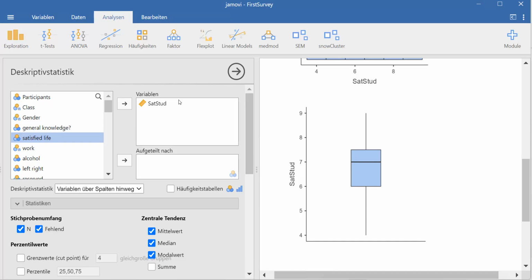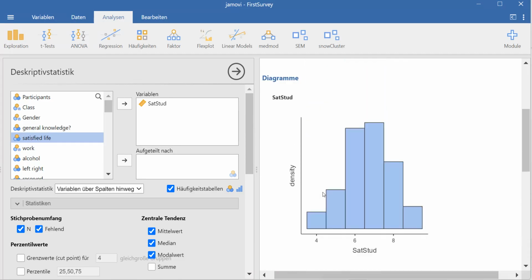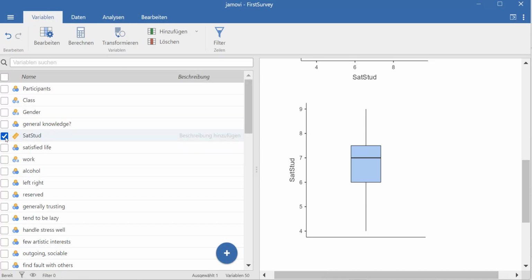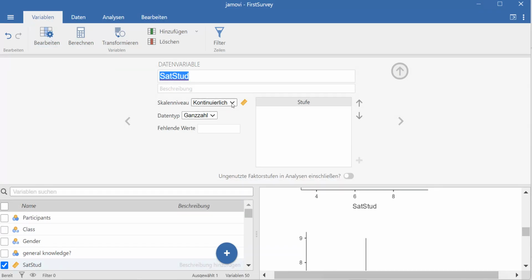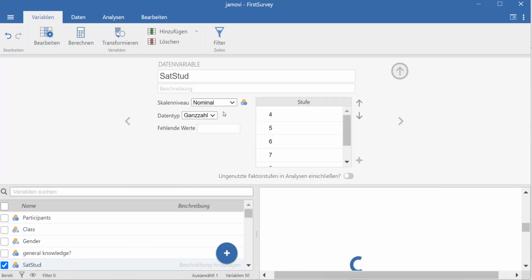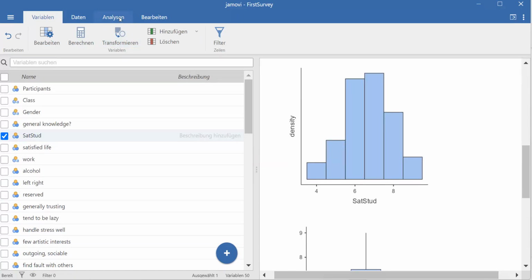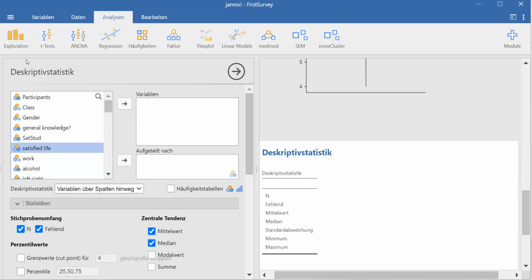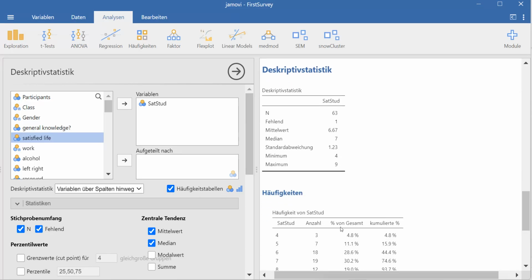Okay, so for some reasons we can also not create a frequency table for interval scaled data. What is a pity. But you can use a trick. For example, you can go back to the variables and edit it, put it back on nominal, and then go back on data exploration, descriptive statistics, and now you can take the variable satisfaction with studies. Now we still calculate the average, but now you can also create a frequency table.